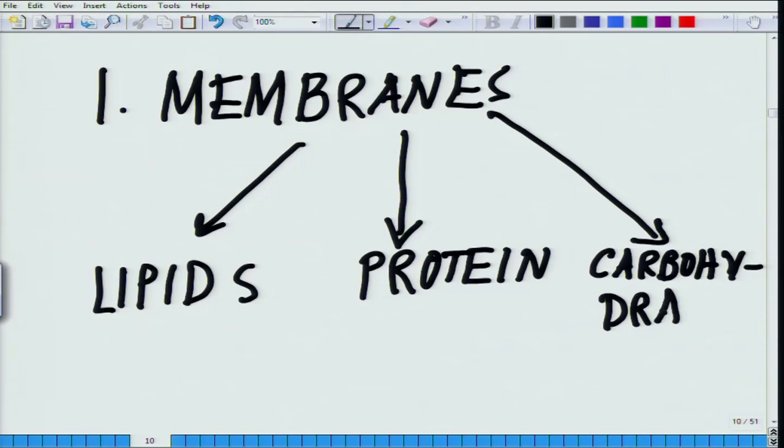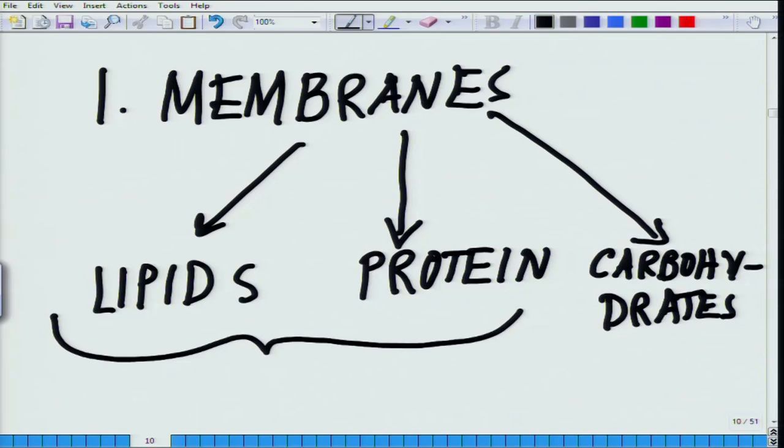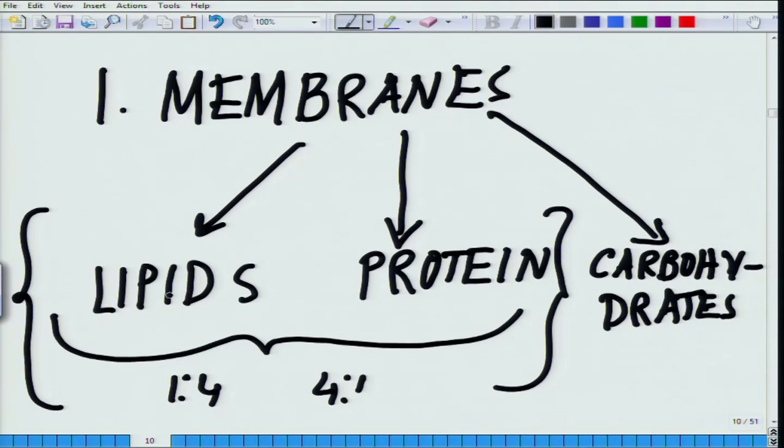These lipids and proteins are present at a specific ratio in all the membranes. They are 1:4 to 4:1. This is the ratio in which these are present, and on all these lipids, or on the proteins, the carbohydrate moieties are attached. When they are attached to the lipids they are called glycolipids, and when they are attached to the proteins, they are protein-carbohydrate hybrid things, which are glycoproteins.